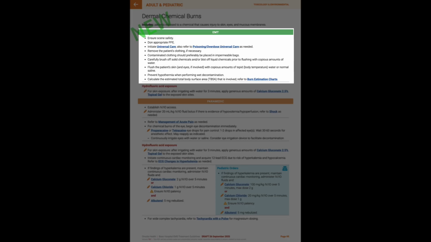If the chemical is dry or powder-based, brush it off before using any water. For liquids, blot first and then flush with copious amounts of tepid water or saline. This applies to skin, mucous membranes, and the eyes. If you're decontaminating a large surface area, take measures to prevent hypothermia. EMTs are also instructed to estimate the total body surface area involved using standard burn charts and to begin irrigation right away, especially for eye exposures.